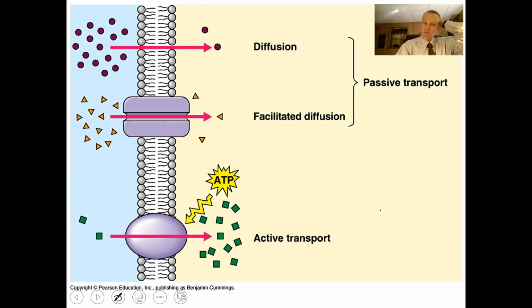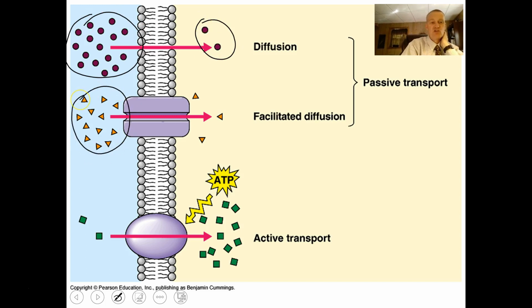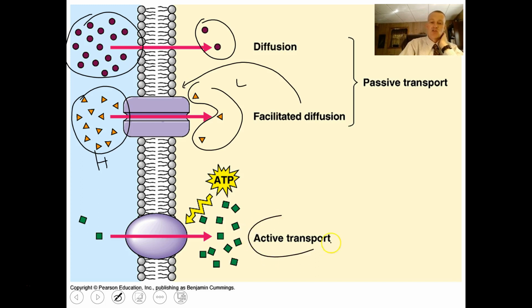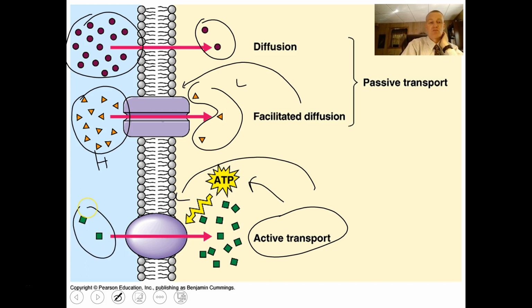And this is just a picture showing you regular old diffusion. This is movement from an area of high concentration to an area of low concentration, not using energy. Facilitated diffusion moves these ions from an area of high concentration to an area of low concentration, but it uses a protein. It's facilitated by a protein. Active transport uses a protein and uses energy to transport molecules from an area of low concentration to an area of high concentration. And that's considered active transport.